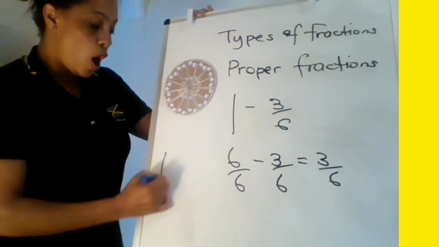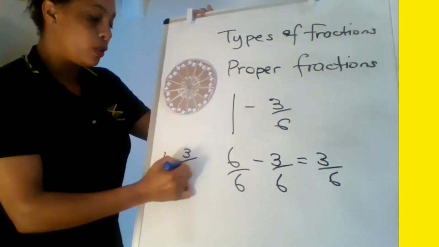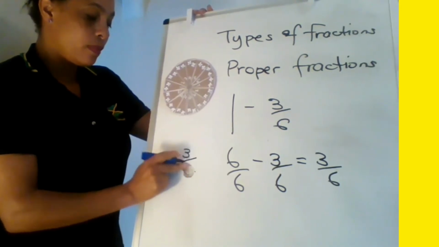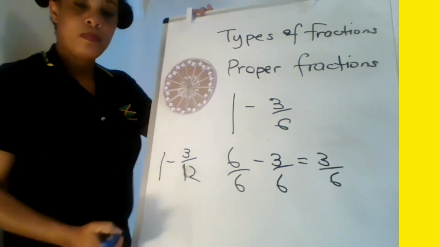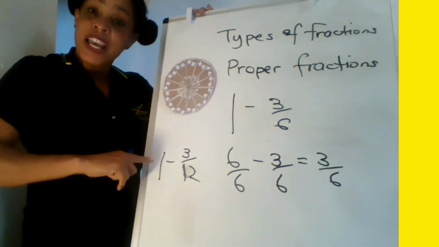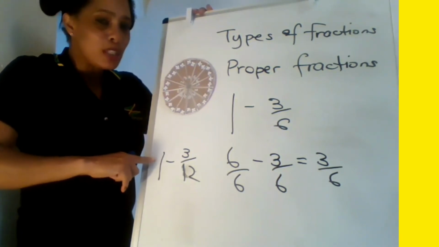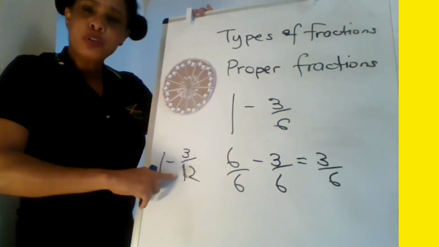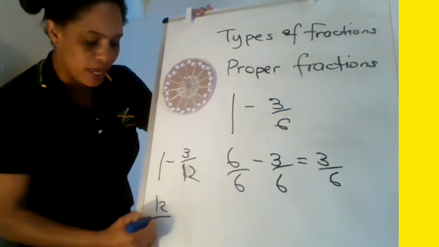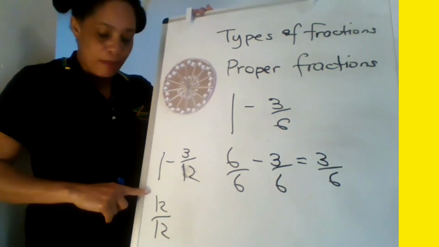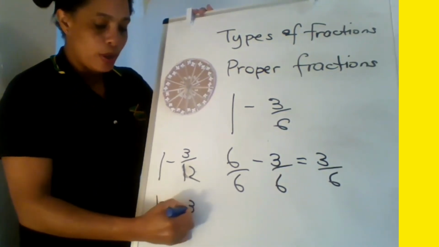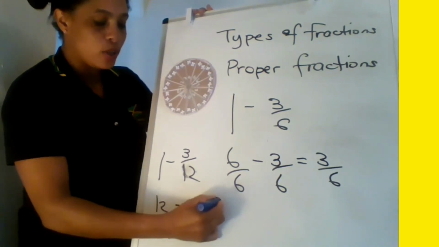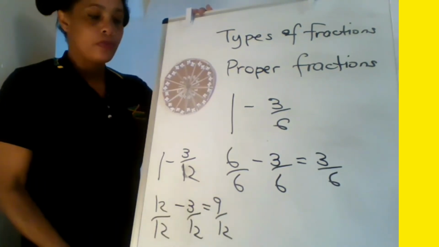If I'm given 1, take away 3 out of 12, I'm going to say to myself, oh, this is 1 cake. I've given away 3 out of 12. That means I did cut up this cake into 12 parts. So that means that's 12 out of 12, take away 3 out of 12, and that's going to give us 9 out of 12.